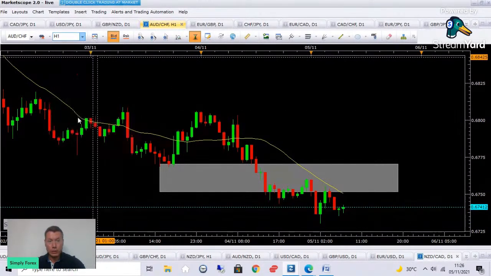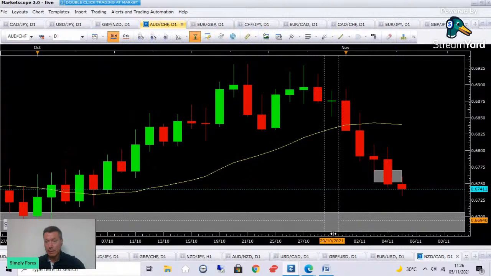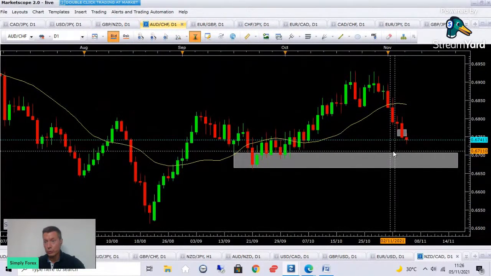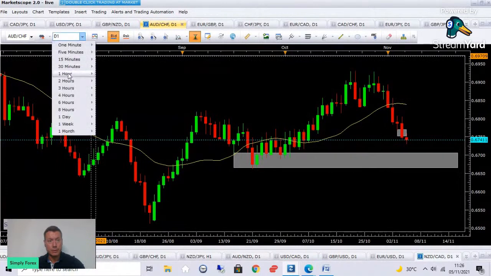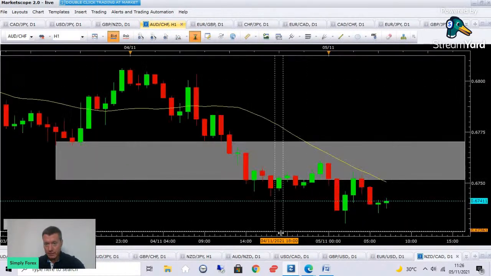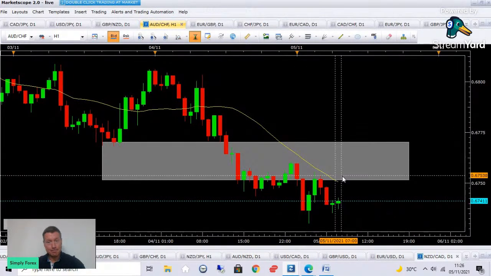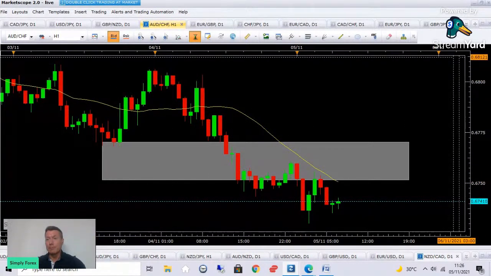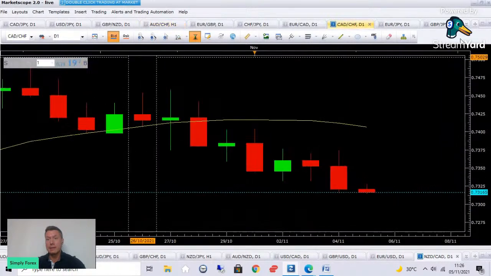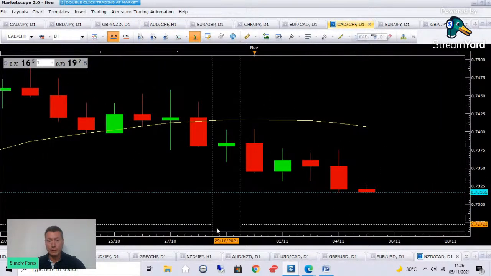Or if we look at the day chart, potentially back down to 6, 7, 11, down to this price here. We've got a good 30 pips for that price to move into. So we like this trade, shorting the Aussie dollar Swiss franc. Next one, let's look at the Canadian dollar against the Swiss franc.